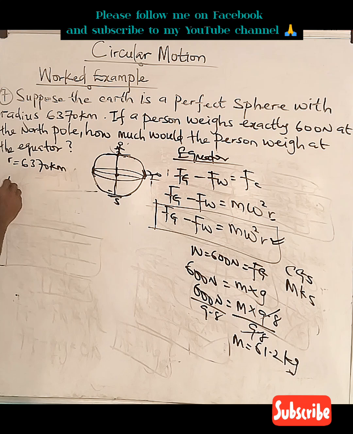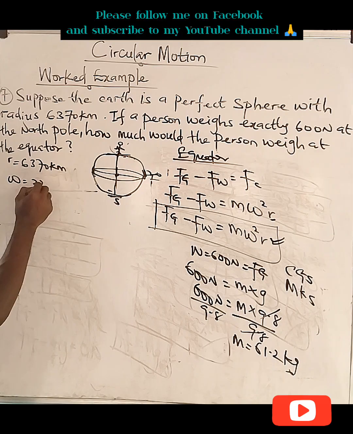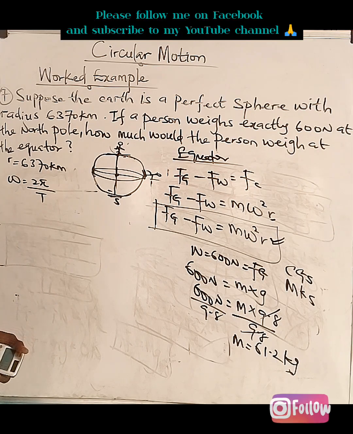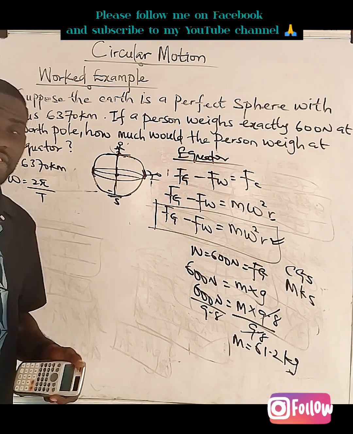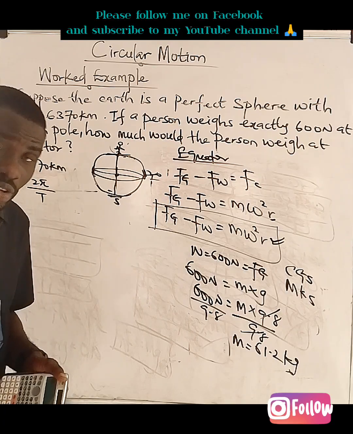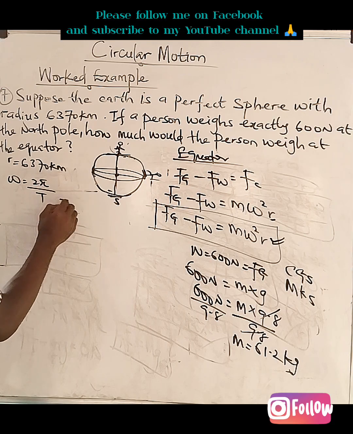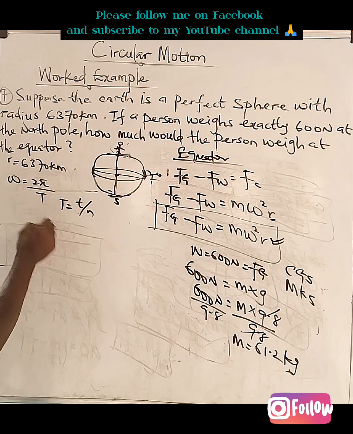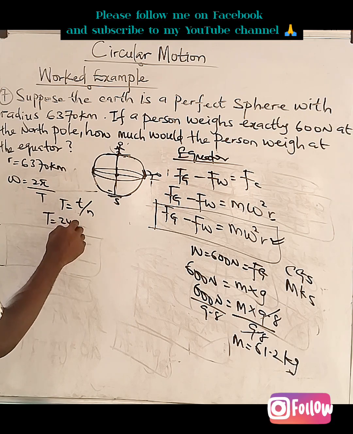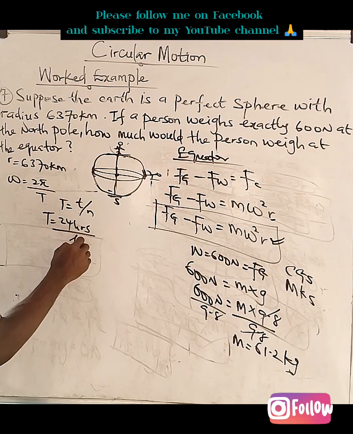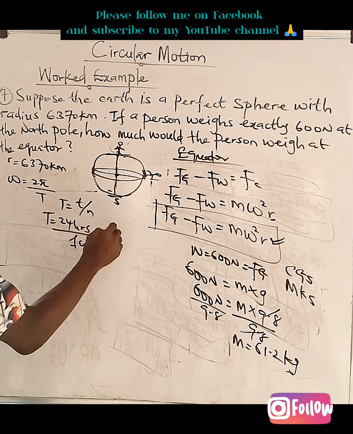Now, what's going to be the angular speed? Angular velocity is what we're going to get right now. Angular velocity is 2 pi over period. Now, don't forget, the Earth completes one revolution, a cycle, in 1 day. That's 24 hours. So the period, which is time over number of oscillations, is 24 hours over one cycle. So the period is 24 hours.